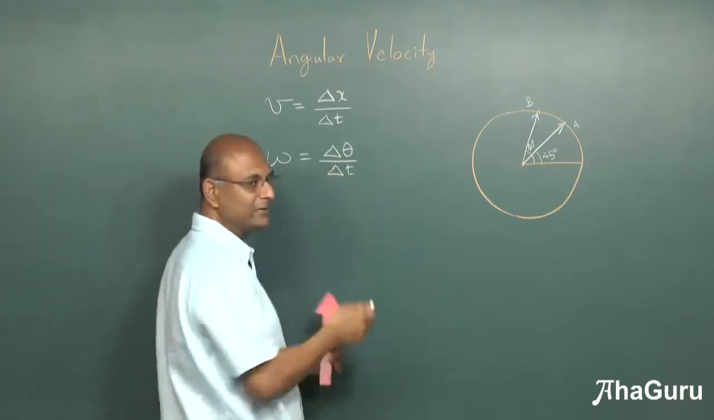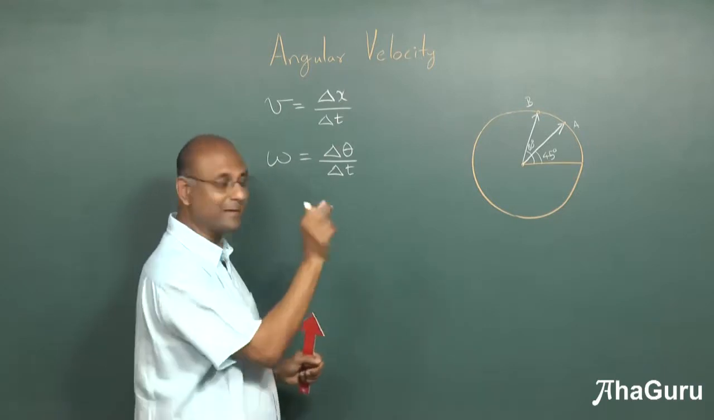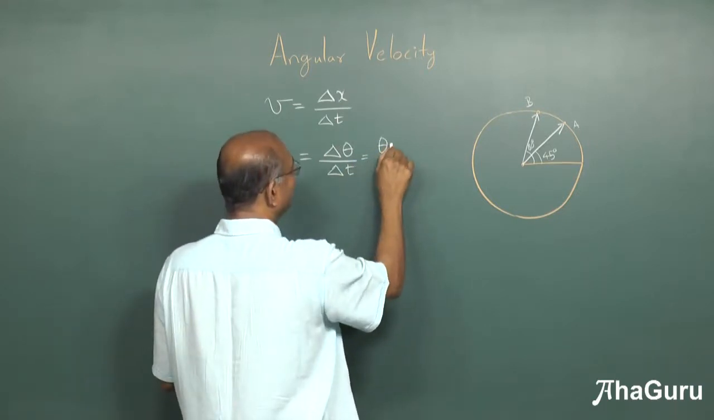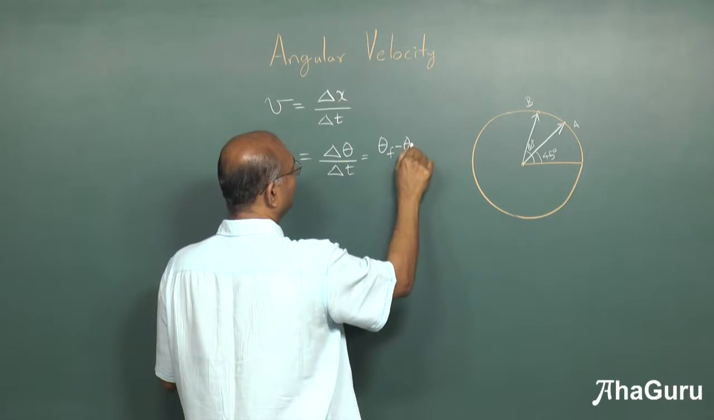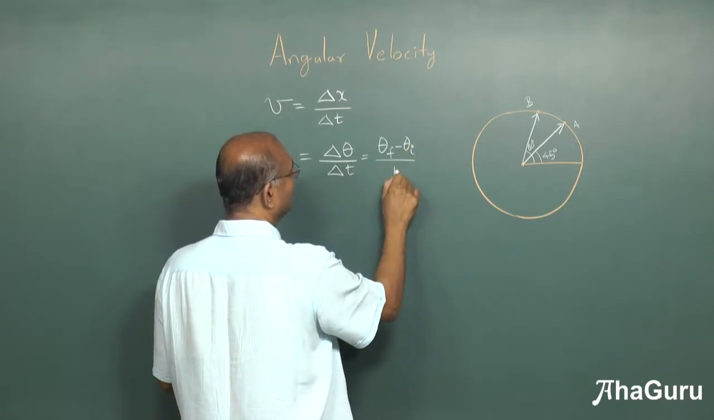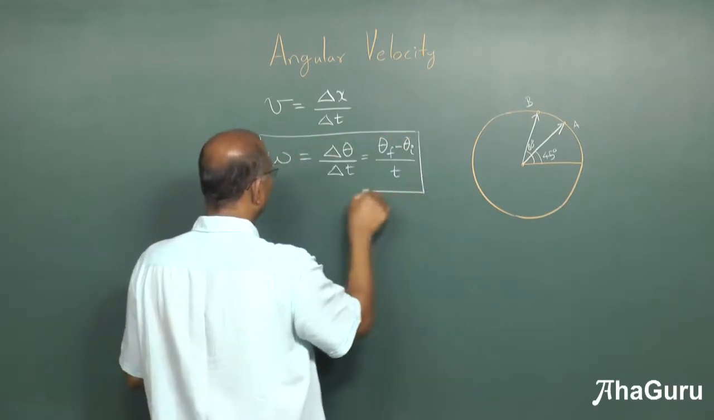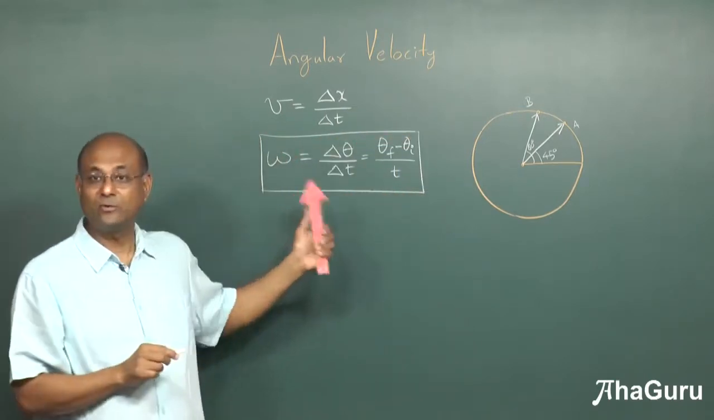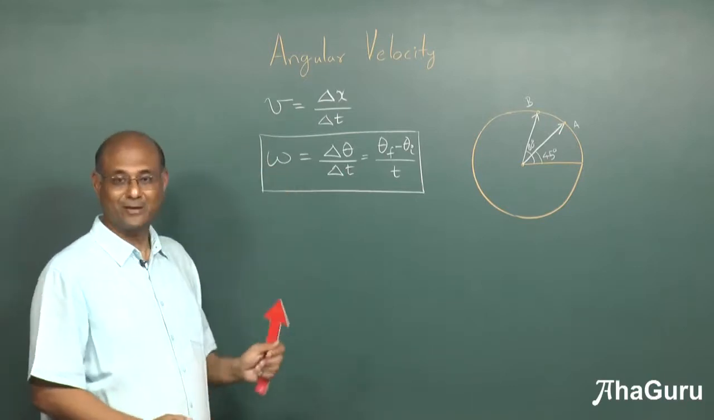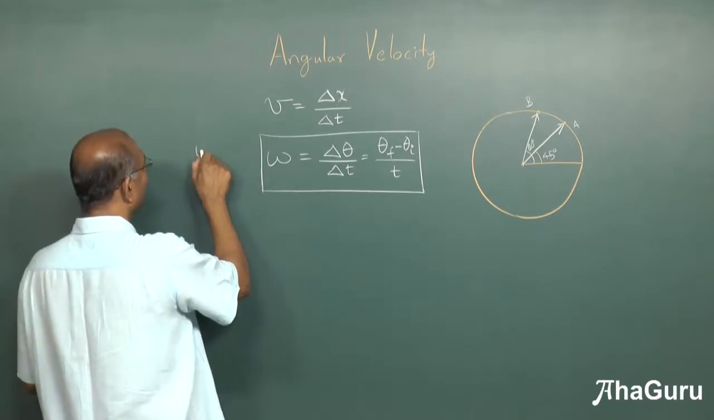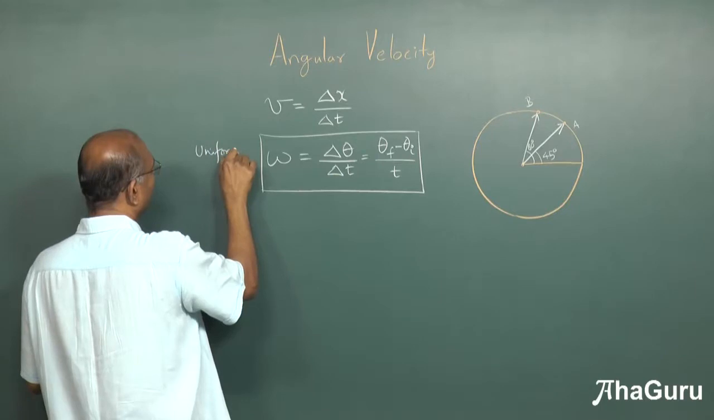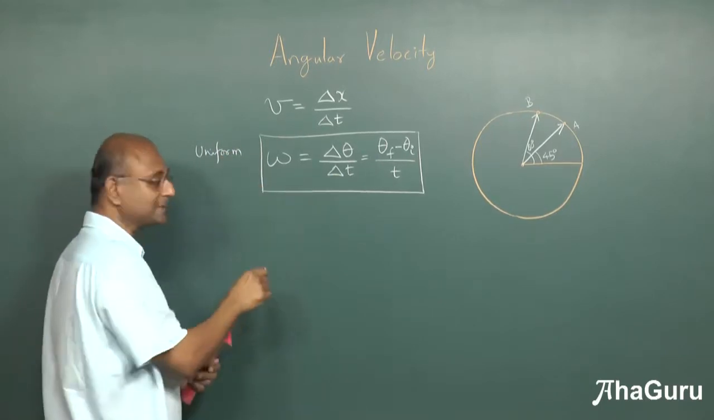Sometimes you don't want to say delta t, you say the time itself is t, the time interval itself is t. Then you might write it as final angle minus initial angular position by the time. So this is fine. It makes a small assumption. The assumption is that this is uniform. It's not a small assumption, it's a big assumption. Okay, but we will make the assumption that this is uniform. So with that assumption, this is valid.